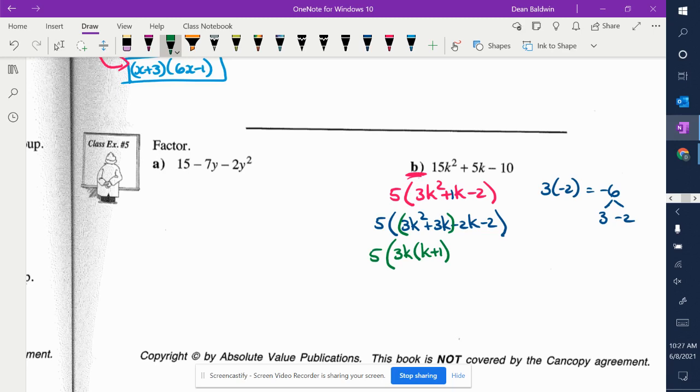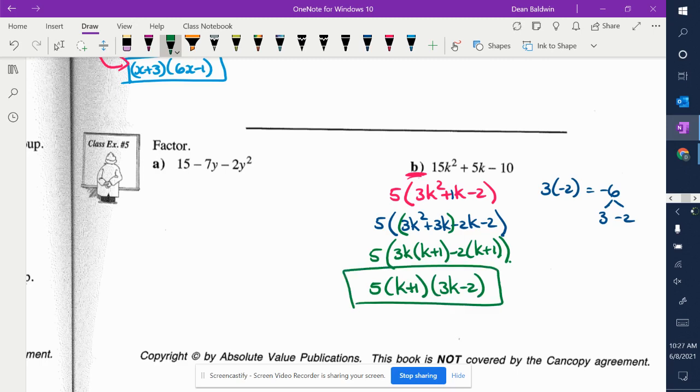What do I pull out of the second set of brackets, or the second 2 terms? Negative 2, because you want to flip the signs, right? Because I got to get k plus 1. We know we're doing it right because the brackets match. So then I can pull the k plus 1 out. And there you go. Just make sure the 5 is still there. Are there any questions about that?